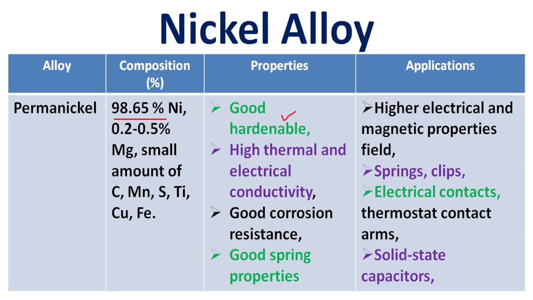It is a good hardenable material with high thermal and electrical conductivity, good corrosion resistance, and good spring properties. It is mainly used for manufacturing materials with higher electrical and magnetic properties: springs, clips, electrical contacts of thermostats and conduct arms, and solid state capacitors. This is Permanickel.